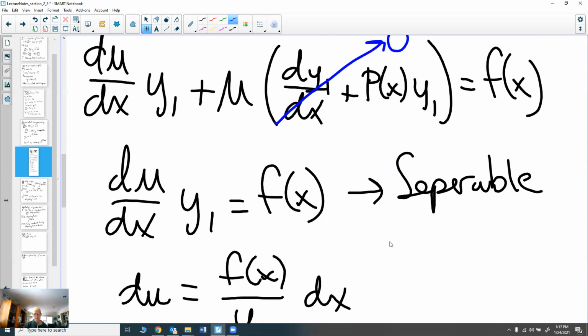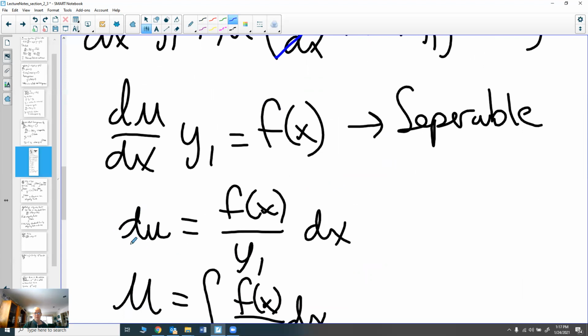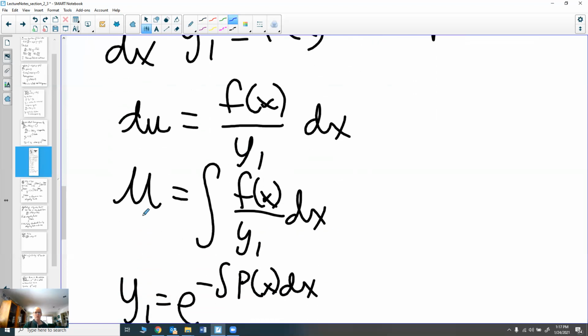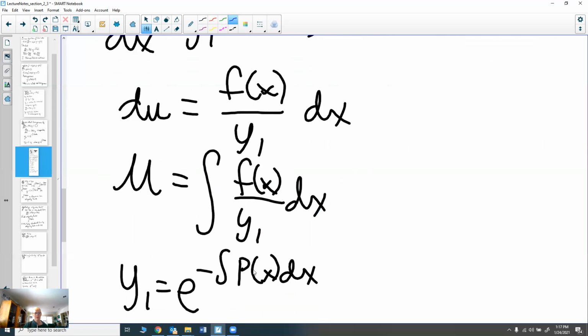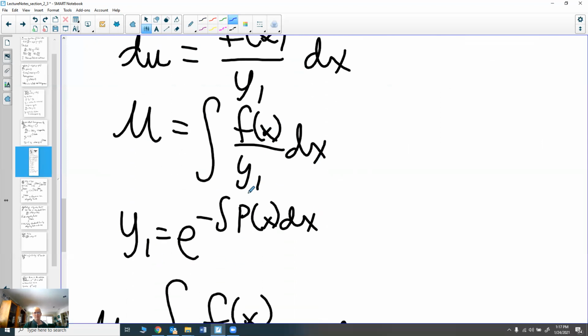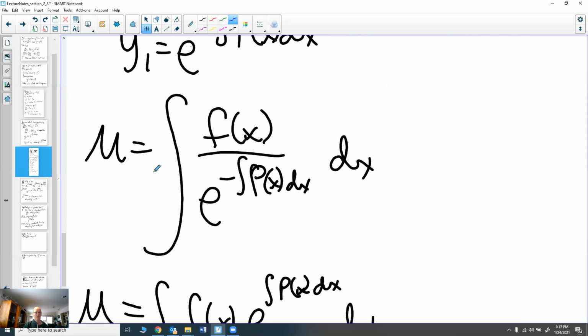But that's separable. So if that's separable, solve for d mu equals f(x) over y1 dx. So mu is equal to the integral of f(x)/y1 dx. Well, that doesn't look very nice. That looks kind of complicated because it's got a y1 and an x. But remember, y1 is e to the minus the integral of p(x) dx. So we can plug that in. So mu is actually equal to the integral of f(x) over e to the negative integral of p(x) dx, all times dx.